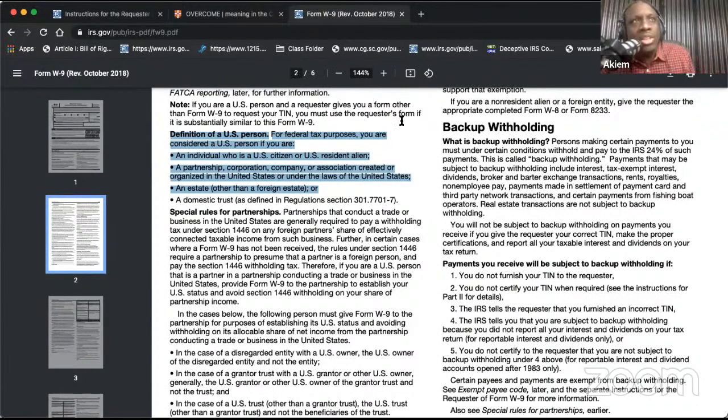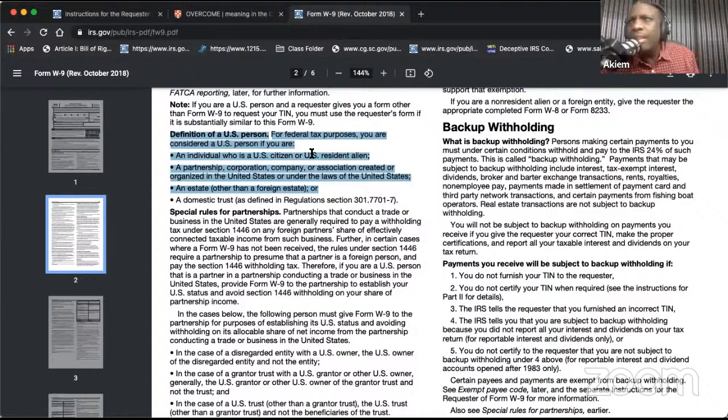A partnership, corporation, company, or association created or organized in the United States or under the laws of the United States. So if you formed your company in the United States, registered down at the Secretary of State of your state, then it's a United States corporation. It's a U.S. person. Okay? And a state other than a foreign estate or the domestic trust. Now you see why it's so important to get that 98 number, that foreign grantor trust number. You see?